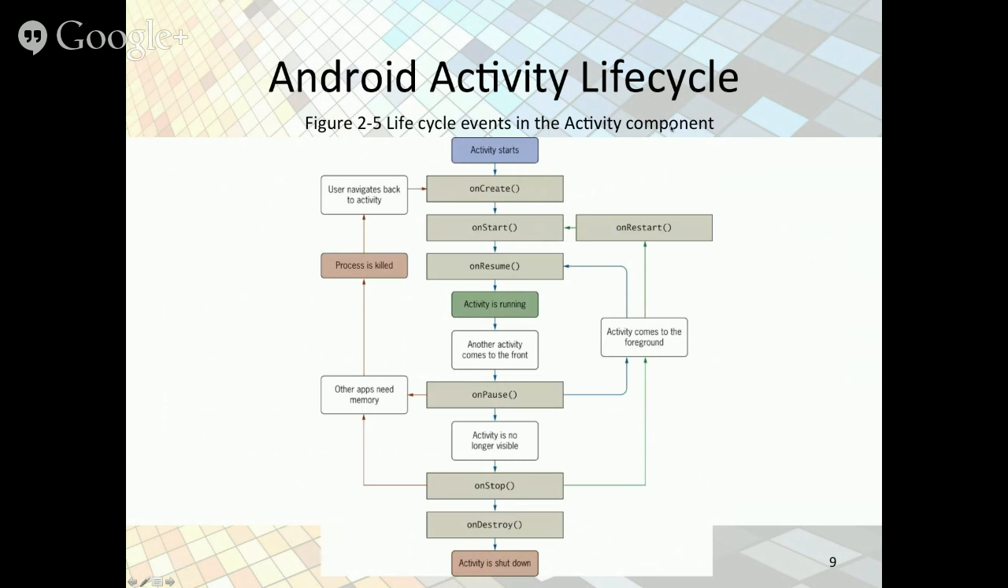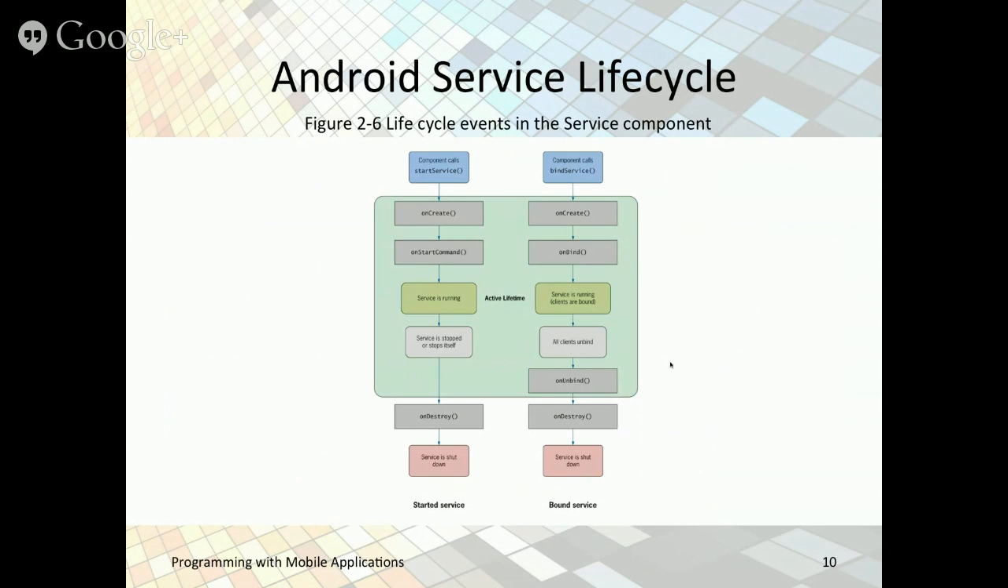So here's the life cycle of an Android activity. The activity starts: onCreate, onStart, onResume, and the activity is running. Another activity comes to the front, you can pause it, other apps need memory, so the activity is no longer visible. This is just showing you a flow of the activity life cycle in Android. It's a little different, but there are the components in Table 2-2 on page 23. There's the service life cycle.